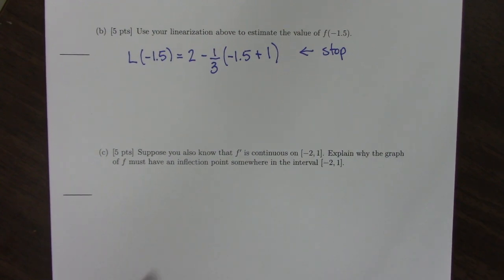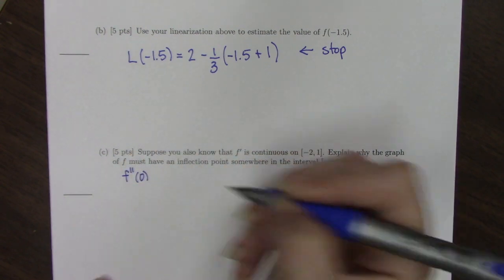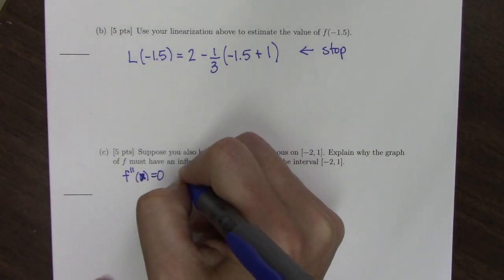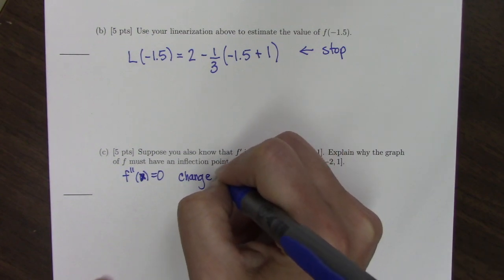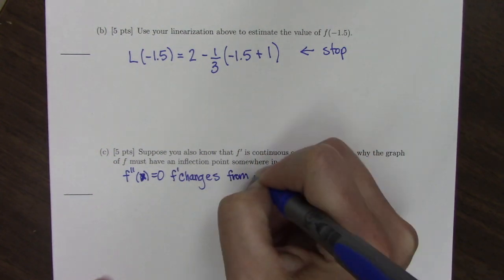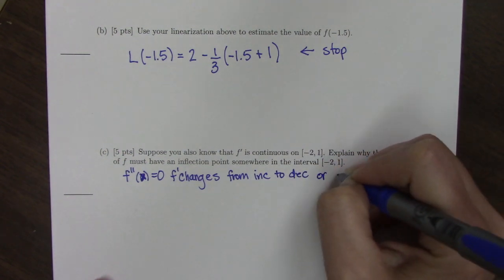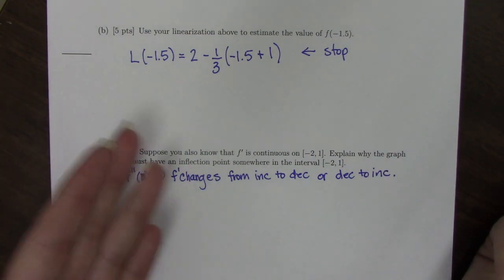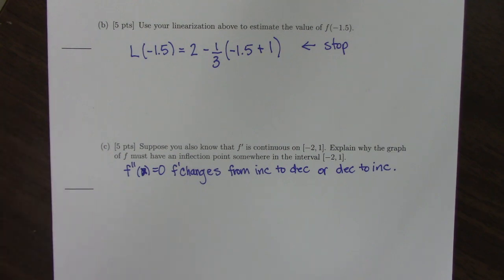So if we remember, inflection points are where the second derivative, that should be an x, equals 0. Or we need to look where f prime changes from increasing to decreasing, or from decreasing to increasing. So this is how we would determine this. So based on the table, just by looking at the values, it may be tricky to figure that out.